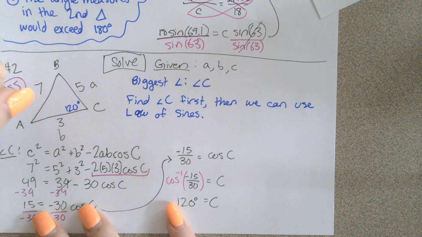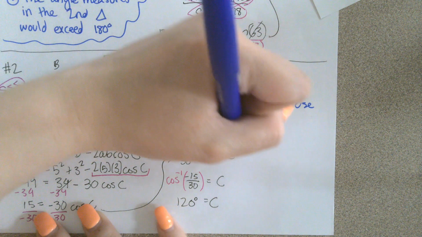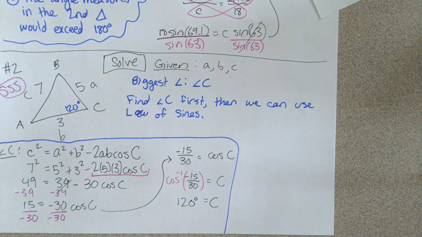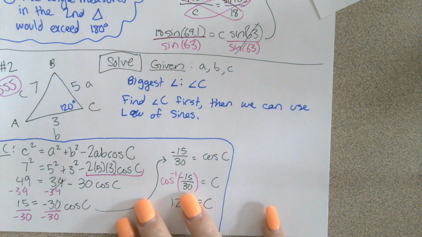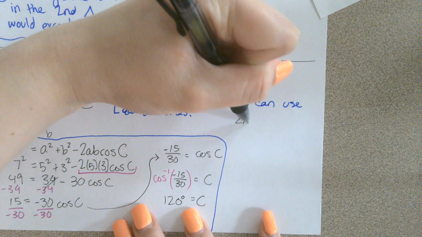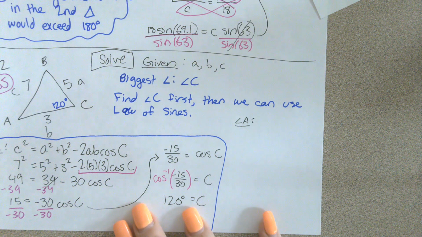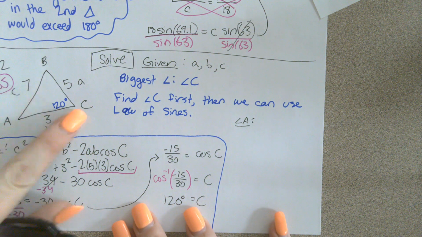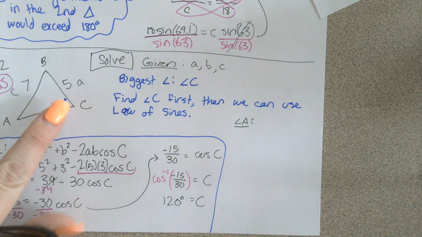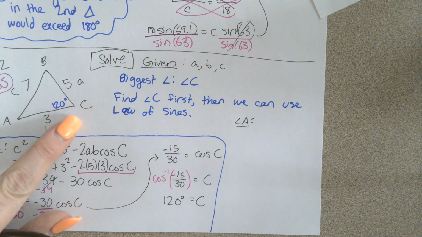I'm going to kind of break off my work here. It's going to get a little smushed in a moment. Next, I'm going to find angle A. Since we have the C pairing, side and angle, and we have the biggest angle in the triangle, we can use law of sines.